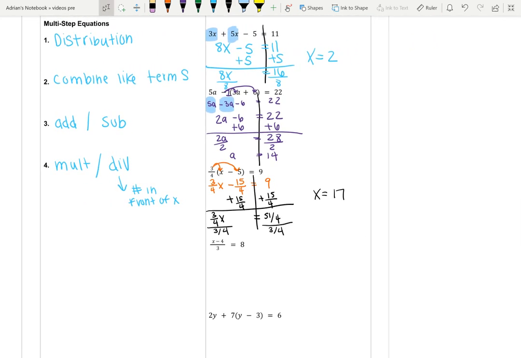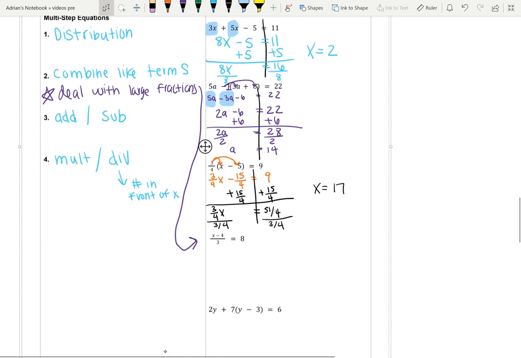Okay, now this next one is a little bit different. If you remember, if you have a larger fraction like this, where there's a problem or a variable within the fraction, we have to multiply by the denominator first to get rid of that. So I'm going to go up to my list of steps here, and I'm going to add in right here that I need to deal with any large fractions. So like this problem down here. So remember, I'm going to multiply by the denominator to do that.